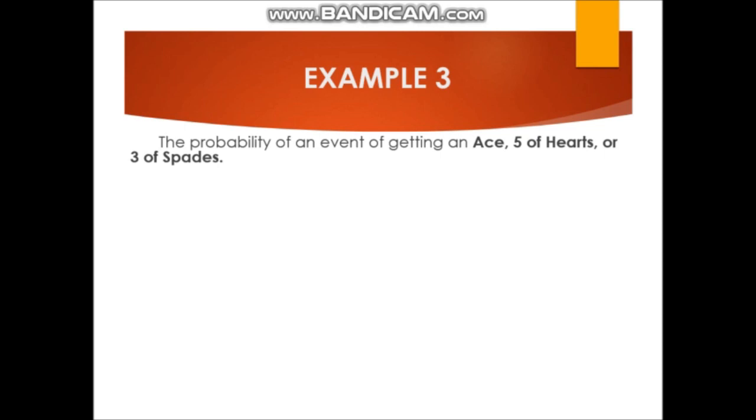Another example is the probability of an event of getting an ace, 5 of hearts, or 3 of spades. Now, in a deck of cards, we have 52 cards. And that 52 cards is our sample space. Why 52? Because in a deck of cards, it is composed of 4 figures that are diamonds, hearts, spades, and flowers. For every figure, it has 13 cards. That is from ace to king. So I mean to say, 13 multiplied by 4, we have 52 cards in a deck.